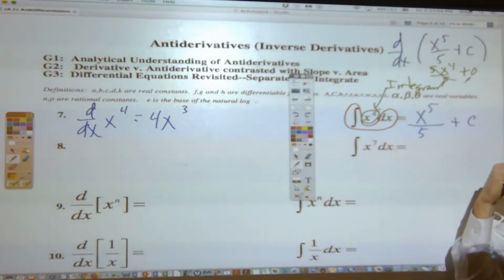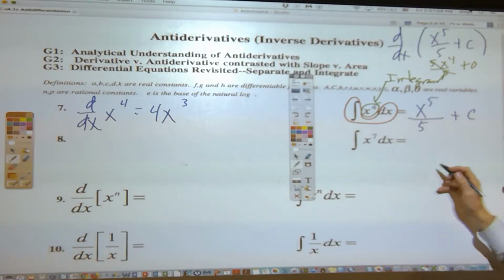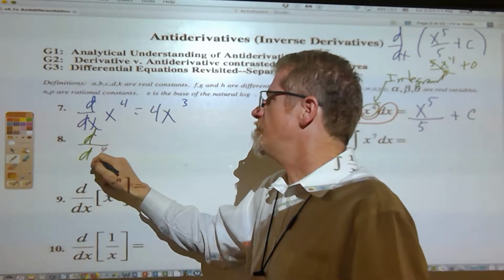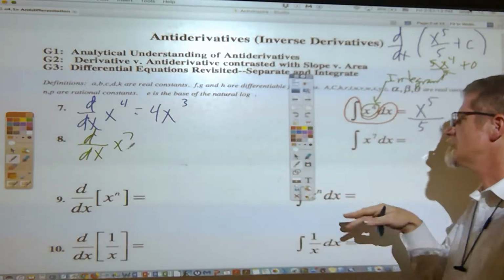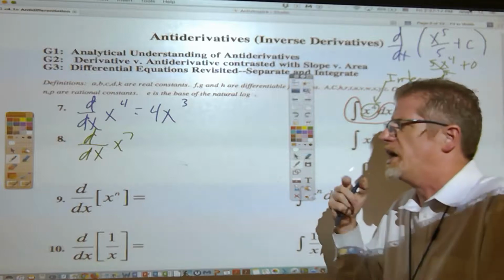Elijah's scheme of adding 1 to the exponent and dividing by the new exponent works. Here, you try it. Let's look not only at the derivative with respect to x of x to the 7th, but also the antiderivative with respect to x of x to the 7th. Try them both on your own.